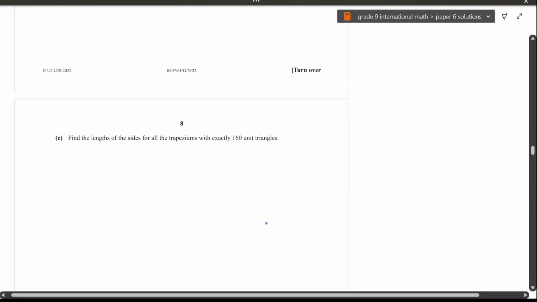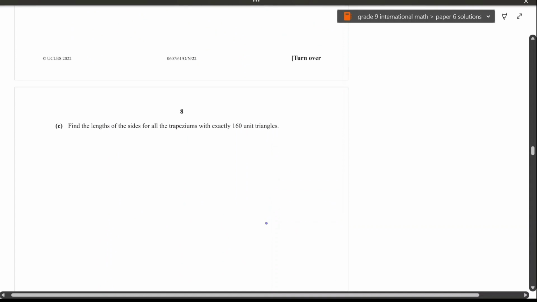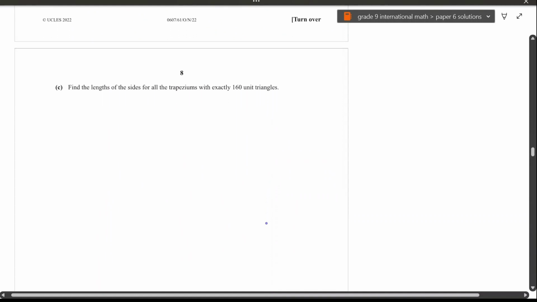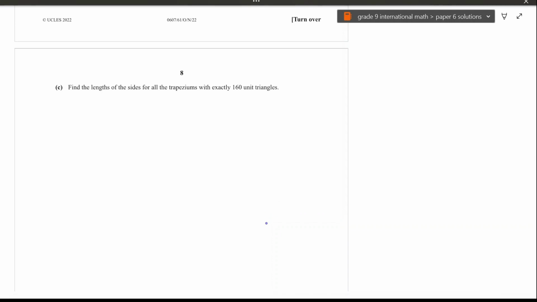Next, find the length of the sides of all the trapezium with exactly 160 unit triangles. So again, the same formula. I have to equate it to 160 and get the possible integer values. So Y into Y plus 2W is equal to 160.